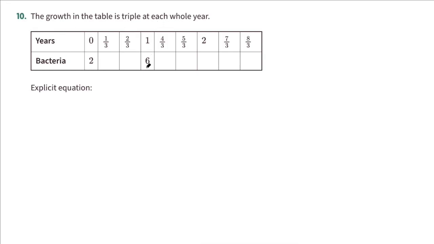Here we're tripling at each whole year. So from 2 to triple, I get to 6. Triple that again, and we get 18. And so on.